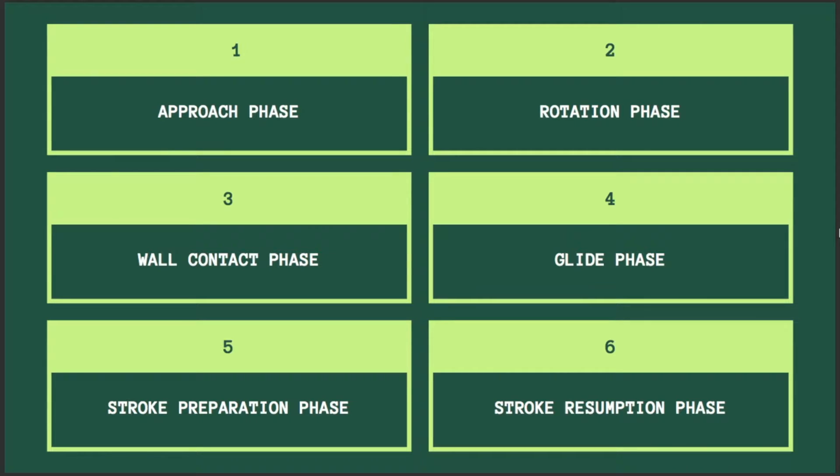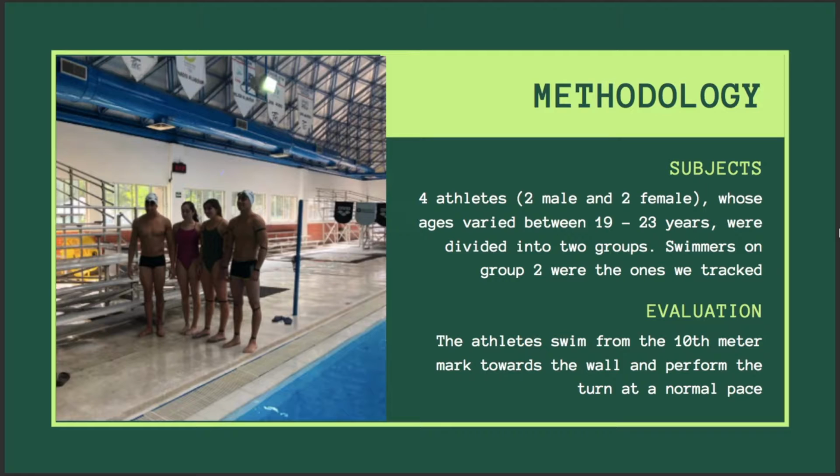The methodology will consist of 4 athletes, 2 male and 2 female, whose ages varied between 19 and 23 years. They were divided into 2 groups, and the swimmers that we analyzed were the ones on the left. They will swim from the 10-meter mark towards the wall and perform the turn at a normal pace.